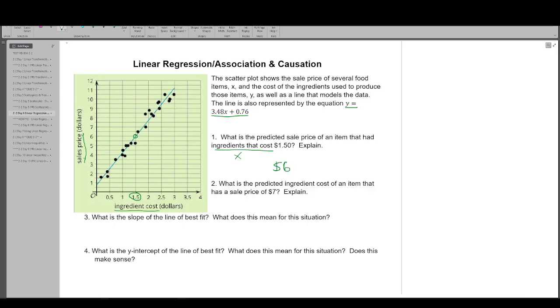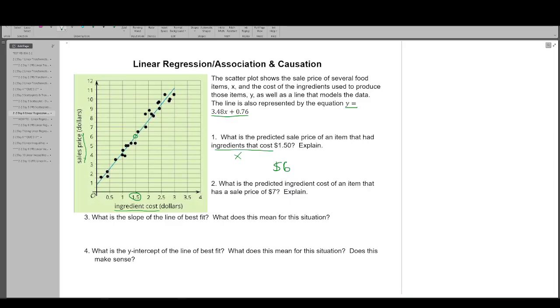The important thing is that we're not going to look at this black dot that's at about $5.25. Instead, we're looking at the blue line. Just because one time paying $1.50 for ingredients resulted in a sale price of $5.25, that's not our best estimate based on all of the data. So using all the data together, our estimate is $6.